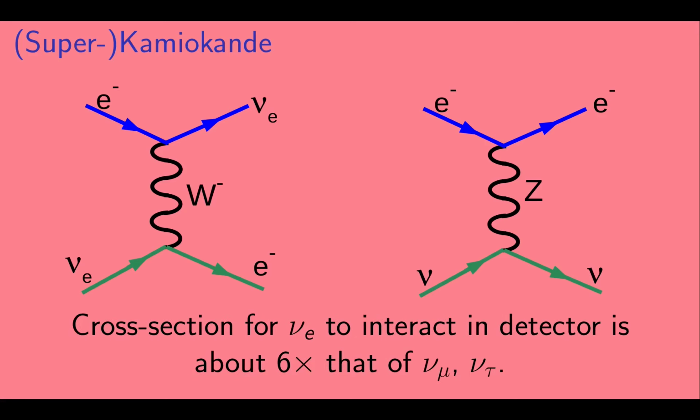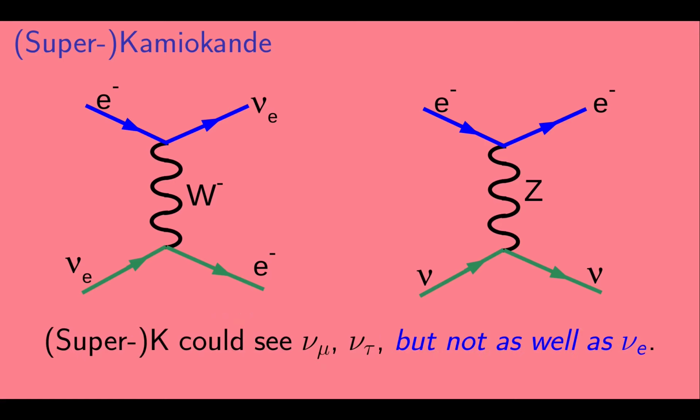Because electron neutrinos can interact through either diagram, the cross-section for an electron neutrino to interact in the detector is about 6 times that for a muon or tau neutrino. This means that a muon or tau neutrino, if it enters the detector, is only about 1/6 as likely to interact as an electron neutrino of the same energy. This means that Kamiokande and Super-K could see muon and tau neutrinos, but not as well as they could see electron neutrinos.